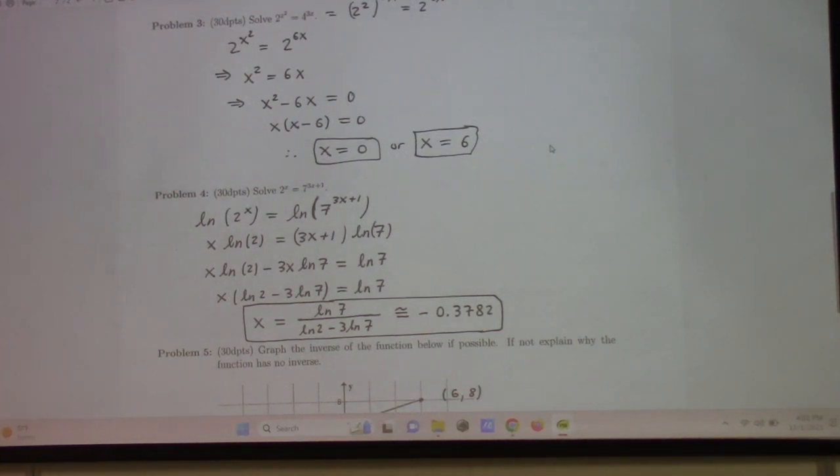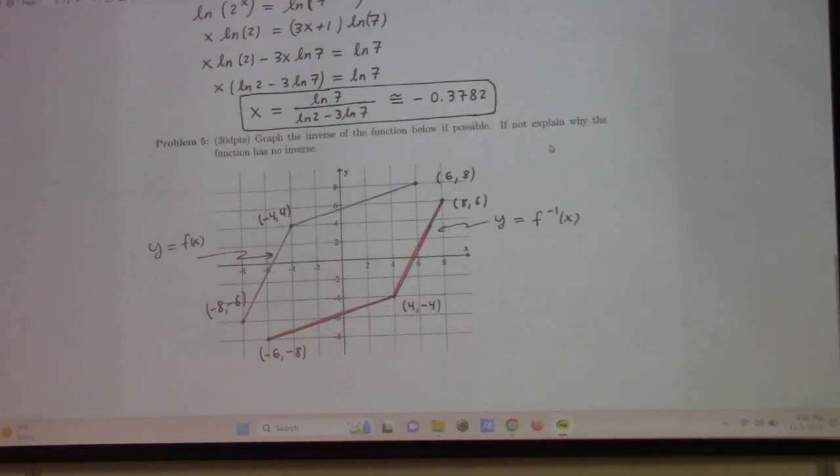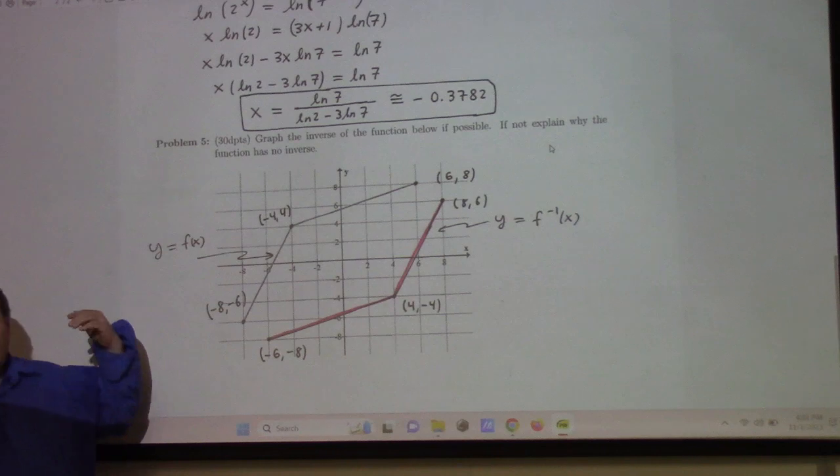And then finally, last but not least, we've got the inverse problem down here. This is easy if you know what you're doing. How can you figure out if it has no inverse? If it passes the horizontal line test, it has an inverse. If it doesn't, it doesn't. Okay. So, it passes the horizontal line test.